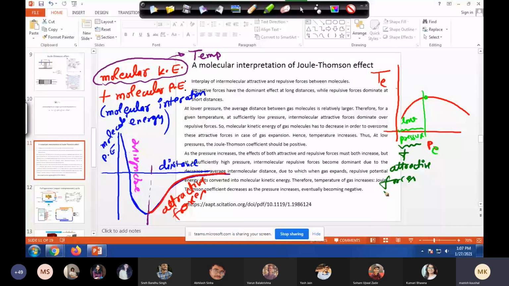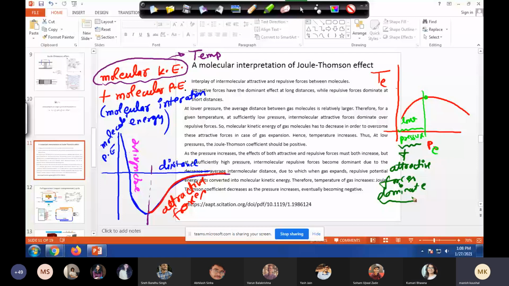Now we said that there is no work transfer and no heat transfer. So whatever the gas has to do, it has to play with its own energy. So when attractive forces dominate and the gas is trying to expand, the gas has to extract energy from itself. Right? The gas has to overcome this attractive force, meaning the molecules, in order to expand, right?